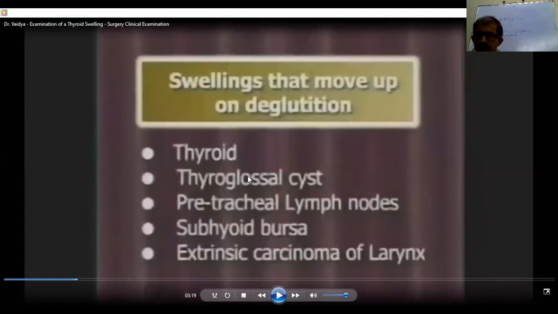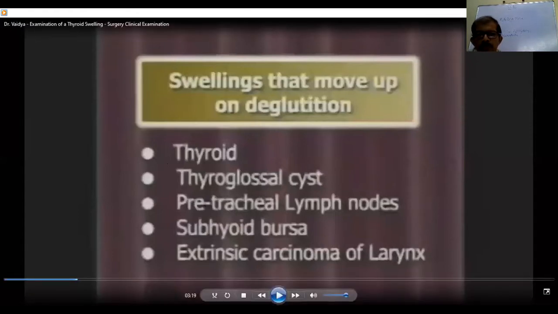These are the different swellings that move with deglutition. One is thyroid, of course, all of you know. Thyroglossal cyst, pretracheal lymph nodes, subhyoid bursa, very rare. I have seen only one case, so don't bother about it. Of course, carcinoma, that is visible from outside. So these are the things you have to remember. Of these, two are very important, right?